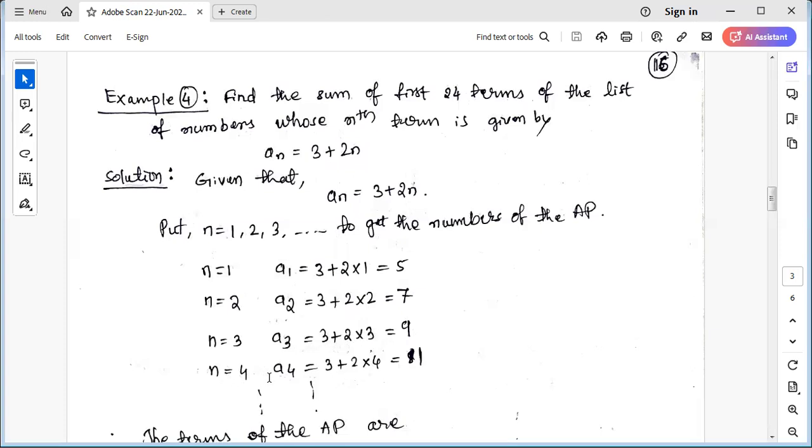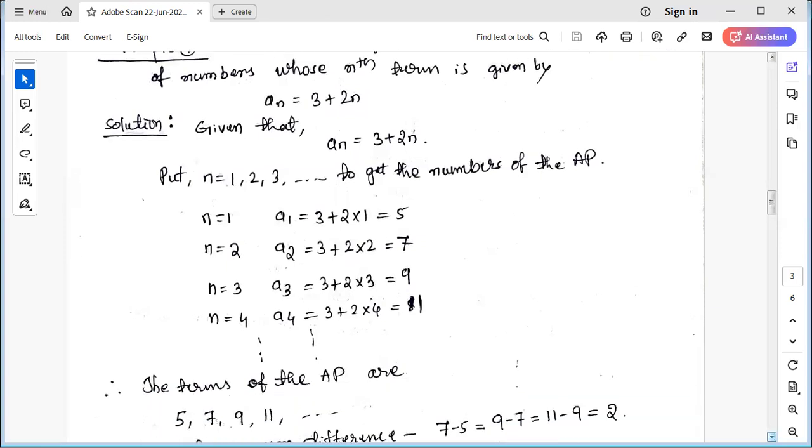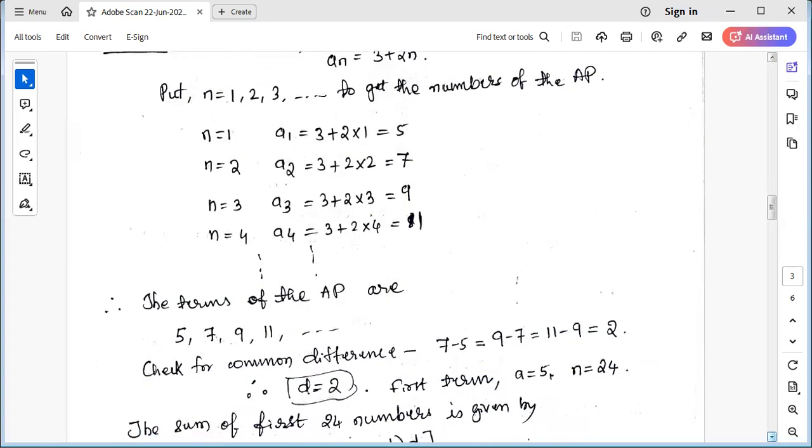Put n is equal to 4. The term is a4, 3 plus 2 into 4. 2 into 4 is 8, 8 plus 3 is 11. So in this way, we got the first few terms of this arithmetic progression. So the terms of the arithmetic progression are 5, 7, 9, 11. So you write that here.